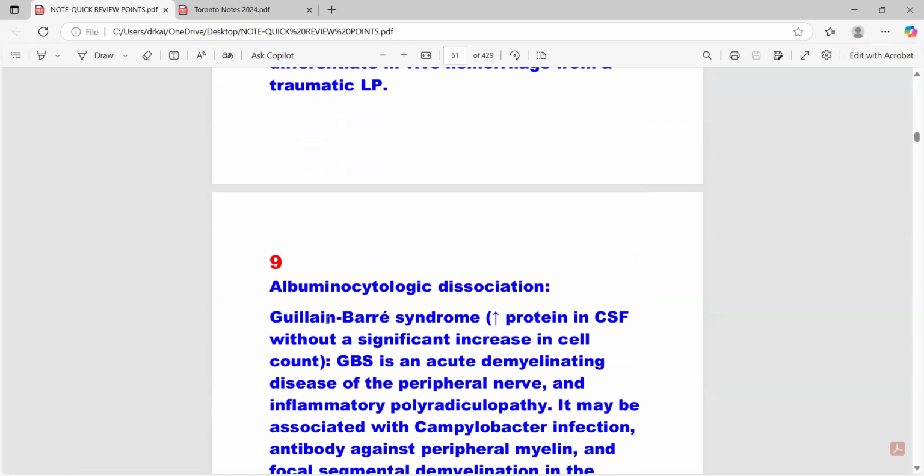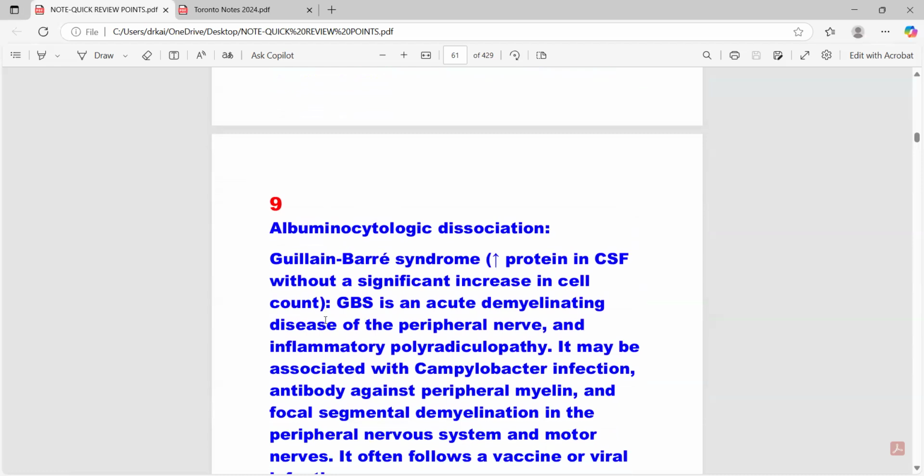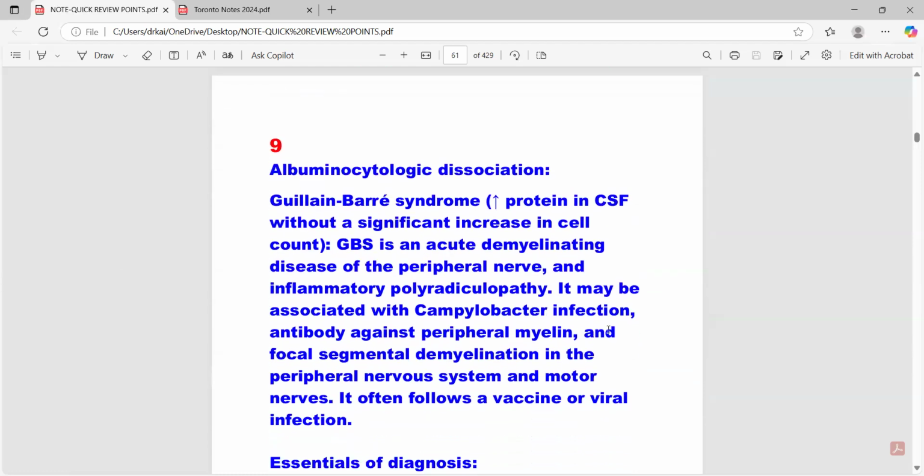Albuminocytologic dissociation. What are those ones? The Guillain-Barré. So usually it comes after some sort of diarrhea or some sort of infection. So just for your knowledge, it may be associated with the Campylobacter infection. As I told you, in the diarrhea part, it's very important. So they can give you a diarrhea case where they can ask you what is the complication. Okay.